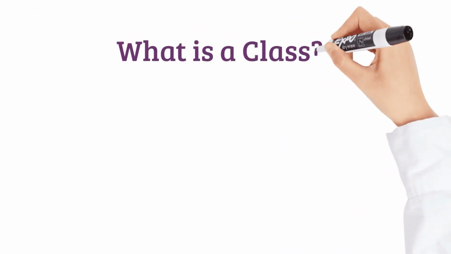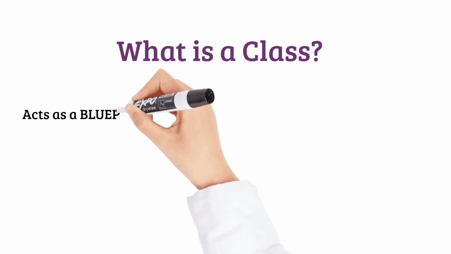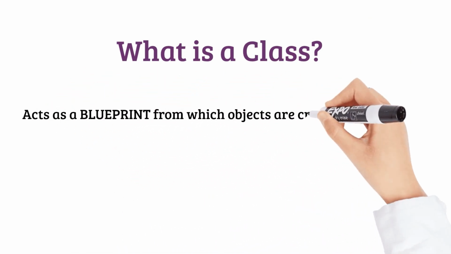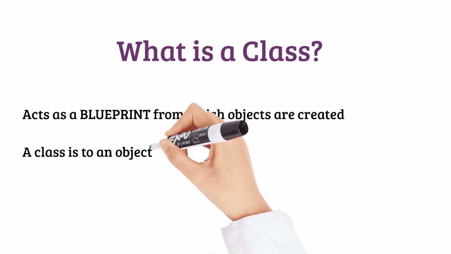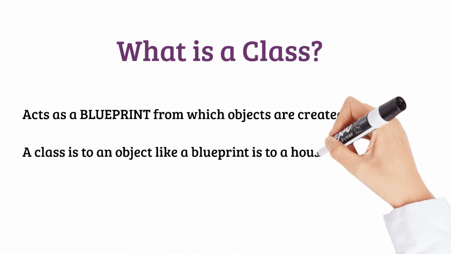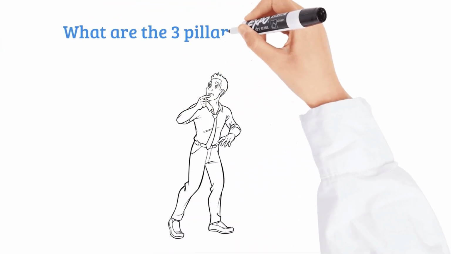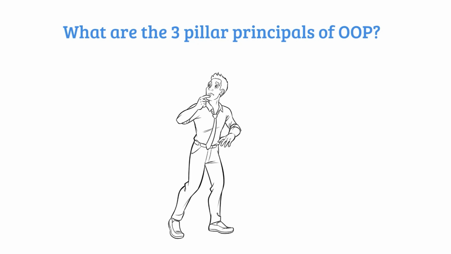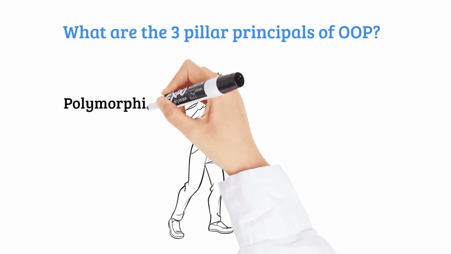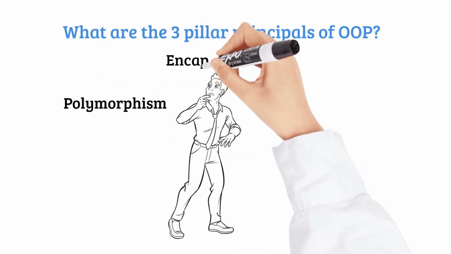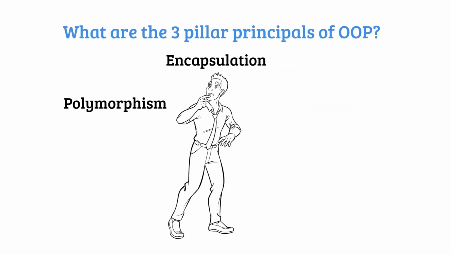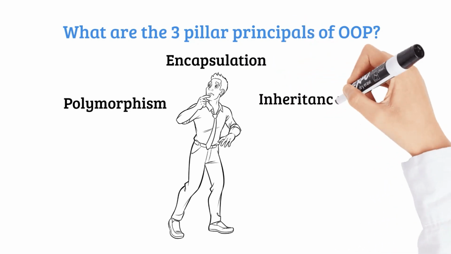What is a class? A class acts as a blueprint from which objects are created. A class is an object like a blueprint to a house. What are the 3 pillar principles of OOP? Polymorphism, encapsulation, and inheritance.